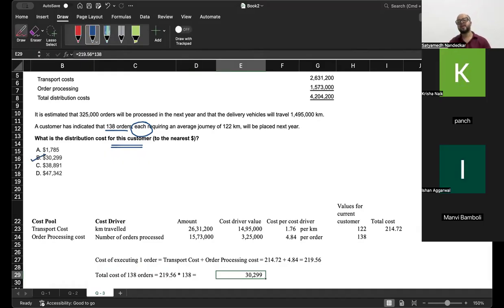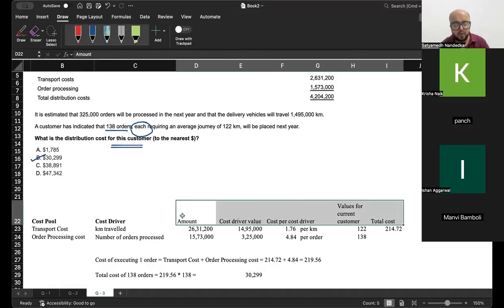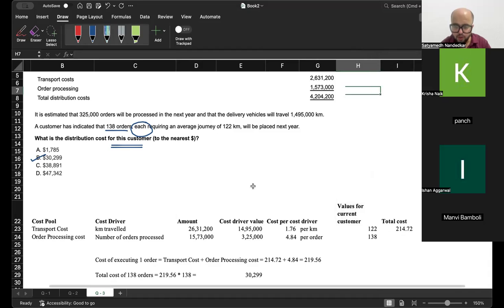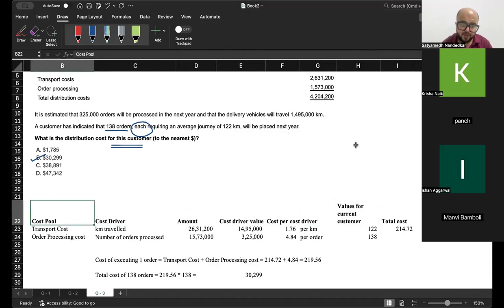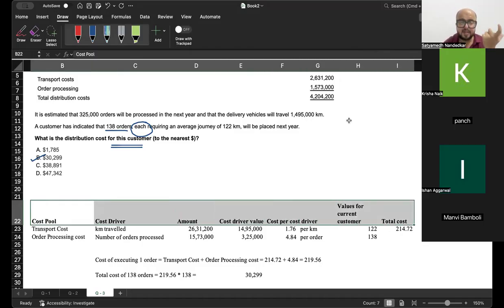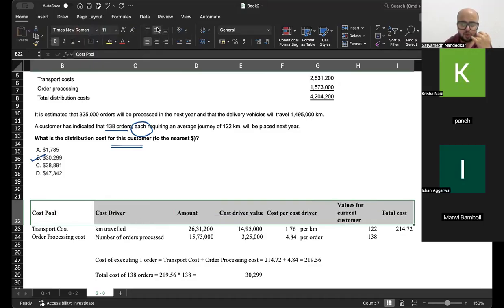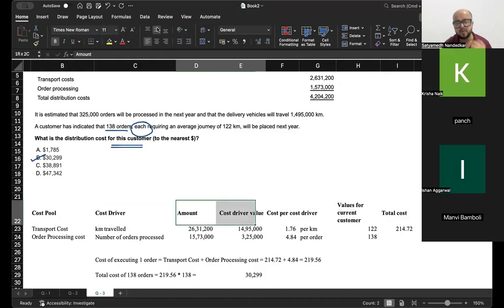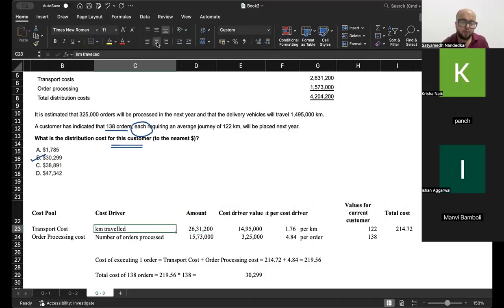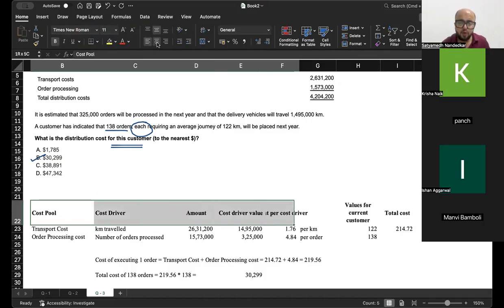Why is this question tricky? Because if you observe, there are a couple of places where you can go wrong. You will get so carried away by your knowledge of activity based costing that you will fail to emphasize the word each. They have asked you the total distribution cost, right? They have asked you the total cost of executing 138 orders. Now to finish one order, what do you have to do?